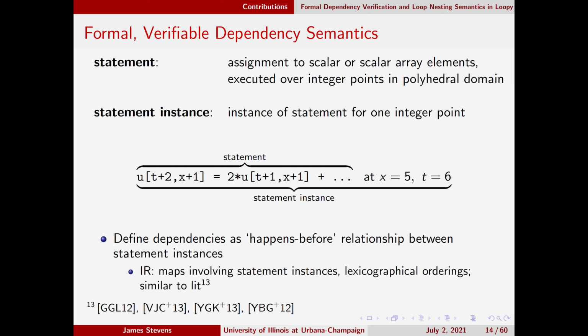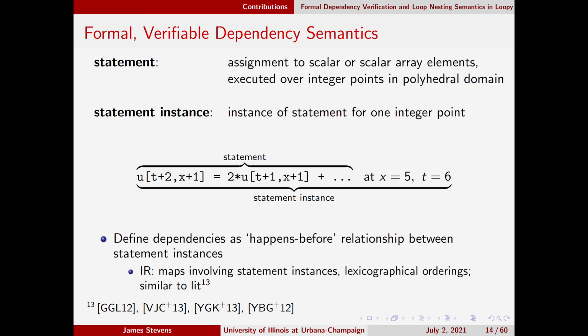Now I'll discuss our approach to specifying formal, verifiable dependency semantics that are exposed to the user. First, here is a key distinction. A statement is an assignment to a scalar or scalar array elements that is executed over multiple integer points in a polyhedral domain. A statement instance is a single instance of execution of that statement for a single integer point in the domain.